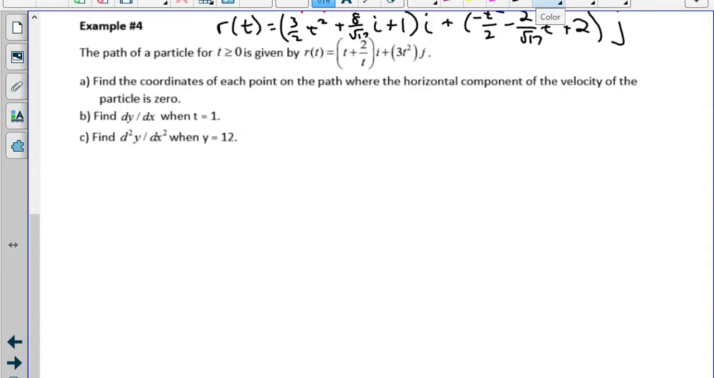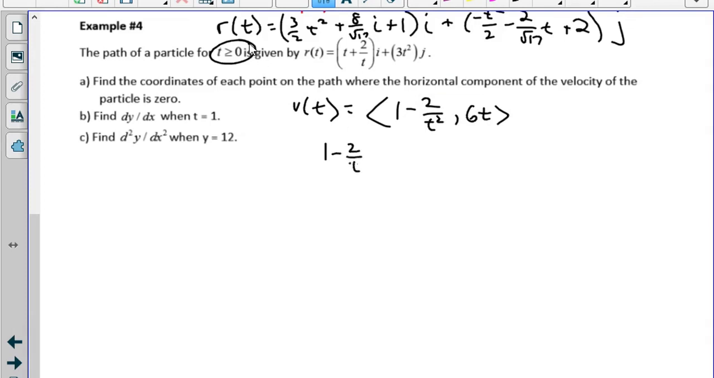Example 4, the path of a particle for t greater than or equal to 0. Notice that's important. It is given by r of t equals that function. A, find the coordinates of each point on the path where the horizontal component of the velocity function is 0. So let's find the velocity function. That is, in component form, 1 minus 2 over t squared and 6t. The horizontal component is 1 minus 2 over t squared.